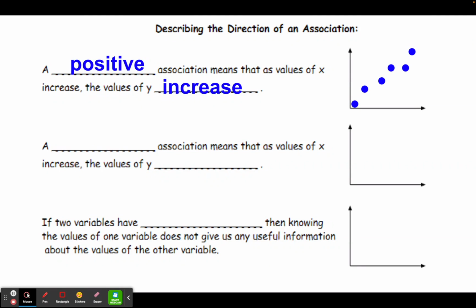A positive association would look something like that, where, like when you did slope and talked about rise over run in algebra, the values go up and then over to the right, and they would have a positive slope. Now, conversely, you might have a negative association, and a negative association means that as the values of X increase, the values of Y decrease. So X and Y are changing in opposite directions.